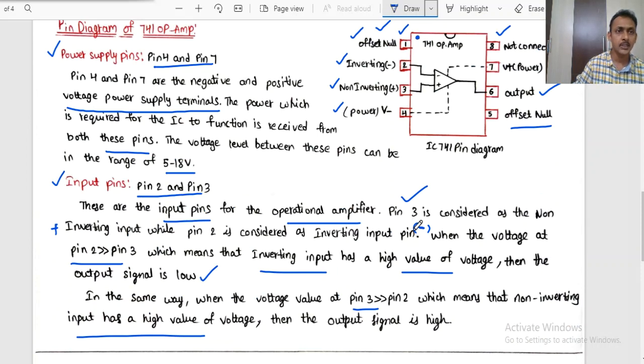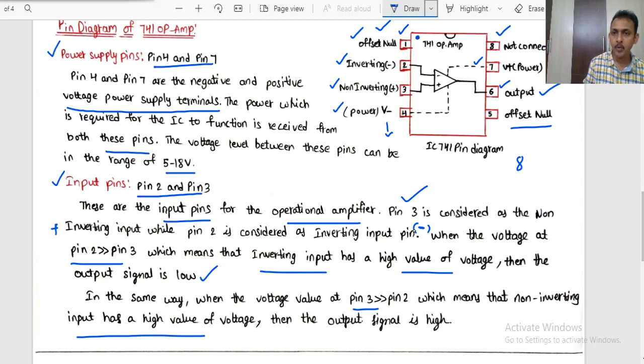Out of this entire discussion, dear students, the important point is that it is going to have 8 pins. Out of those, the second is the inverting negative, and the third is the non-inverting positive. The power supply required to drive the IC is given as follows: the positive power supply is given to the fourth pin, and the negative power supply is given to the seventh pin. Now the output is taken across the sixth pin.